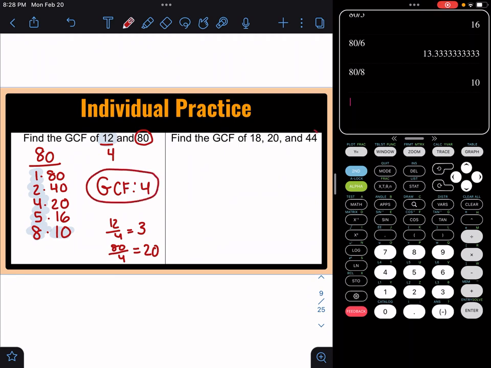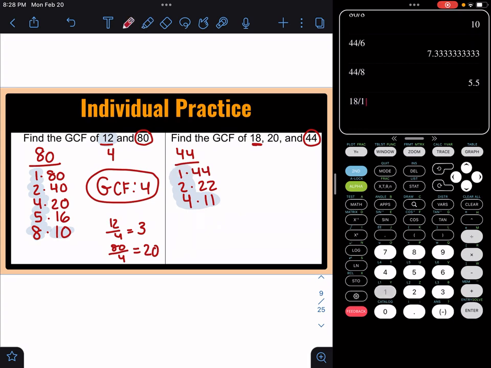All right, over here, let's look at the biggest number. The biggest number is 44. Let's write down all the factors of 44. 1 and 44, 2 and 22, 4 and 11, 44 divided by 6, no good. 8, no good. All right, that's it. So now my smallest number here is 18. I need to choose all the numbers under 18, which are these numbers. And let's try to divide.